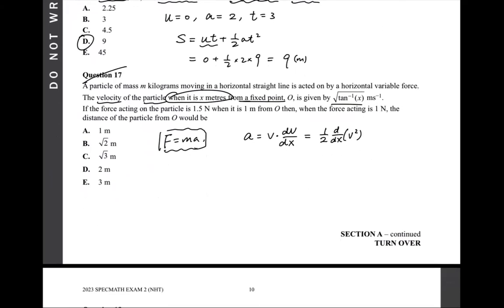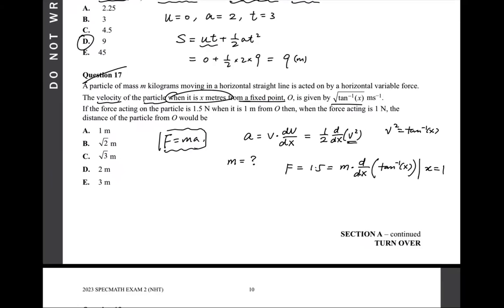So what I'm trying to say is the mass itself is unknown. So I'm going to say F equals 1.5. That is equal to m times the derivative of tangent inverse of x, because you squared it. v squared equals tangent inverse of x, when x equals 1. So you can figure out m first.